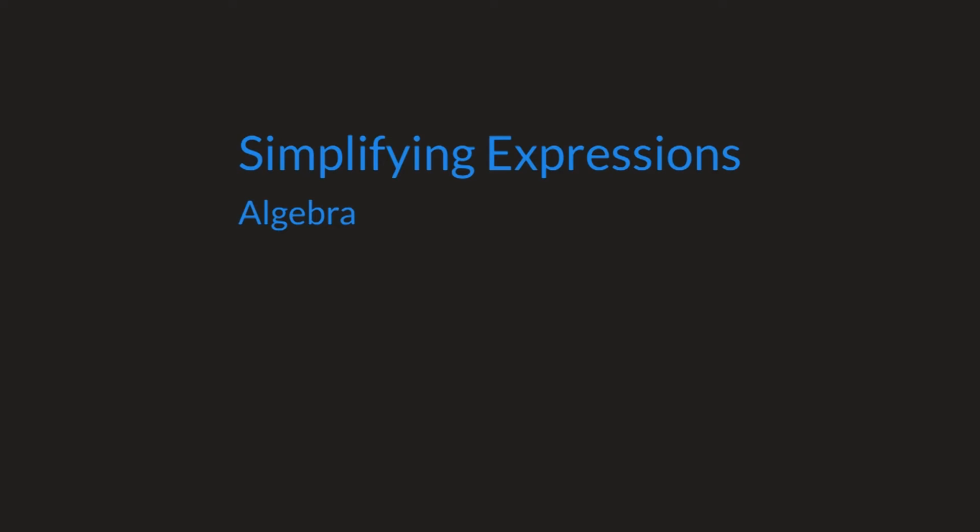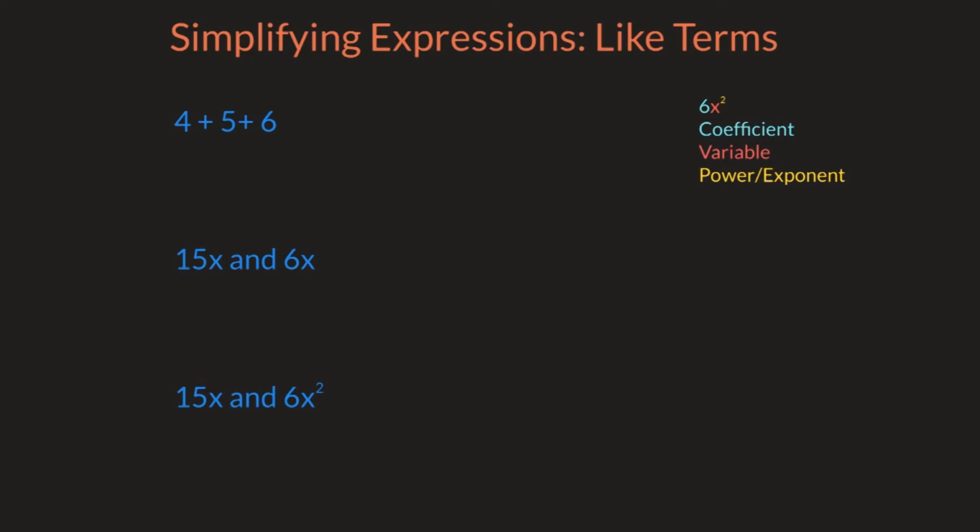Simplifying expressions means to write them in the most compact or efficient form. The simplified form of 4 plus 5 plus 6 is 15. Simplification involves combining like terms. Like terms are terms that contain the same variables taken to the same power. They can have different coefficients, but that's all.